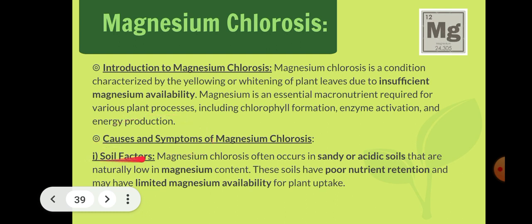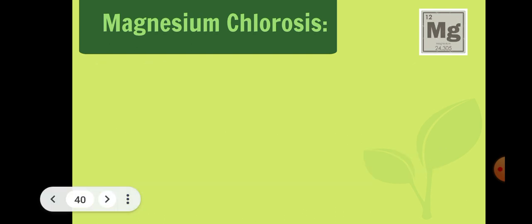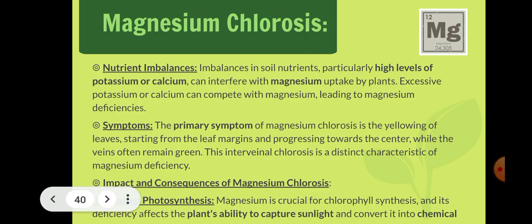The first one being soil factors. Magnesium chlorosis usually occurs in sandy or acidic soils which naturally have a low magnesium content. These soils also have poor water retention, and they can also have limited magnesium availability for the plant to absorb. The next one is nutrient imbalances. Imbalances in soil nutrients, especially high levels of potassium or calcium, can interfere with magnesium uptake. Excessive potassium or calcium competes with magnesium, and therefore it leads to magnesium deficiencies.